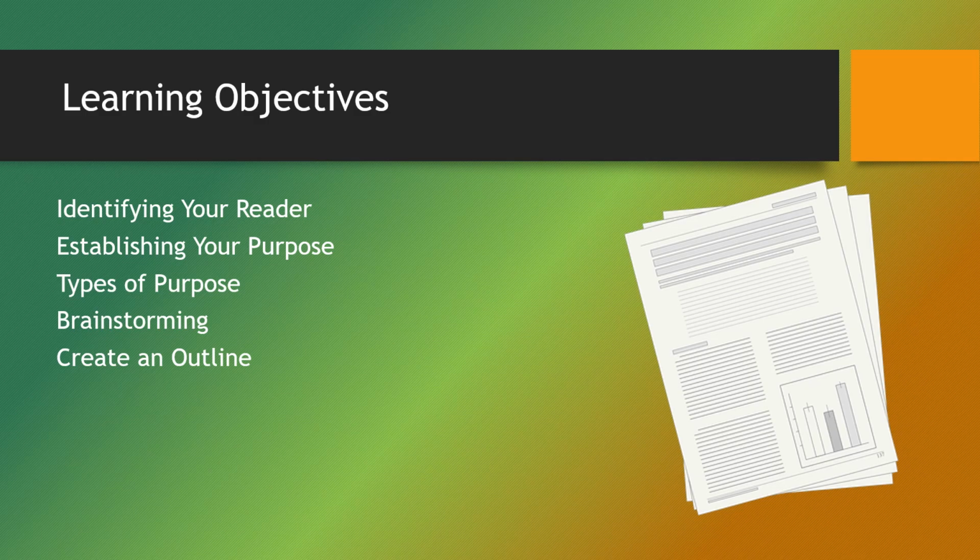Okay, so our learning objectives are identifying our reader, establishing our purposes, types of purposes, brainstorming, and creating an outline. This is all going to help us get started figuring out how to get started writing.